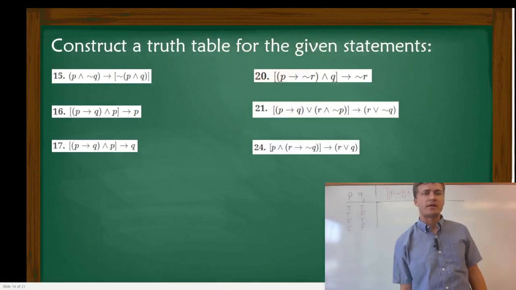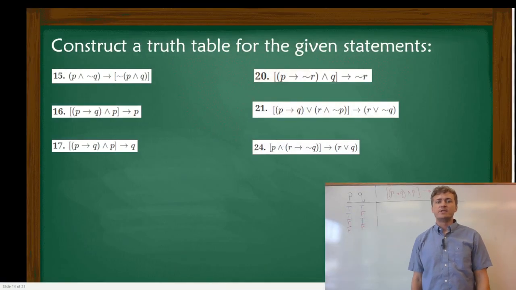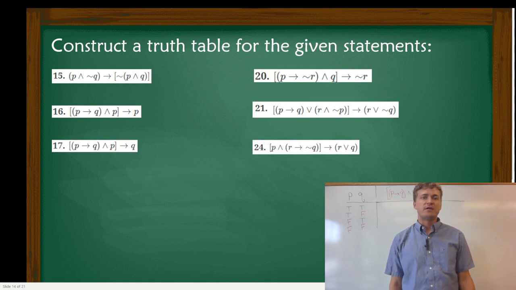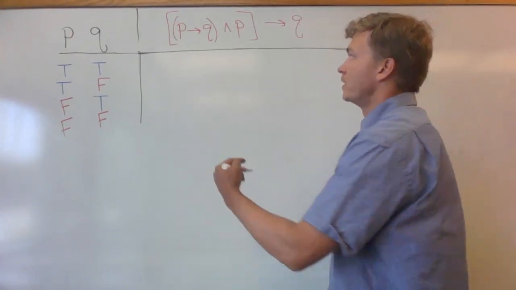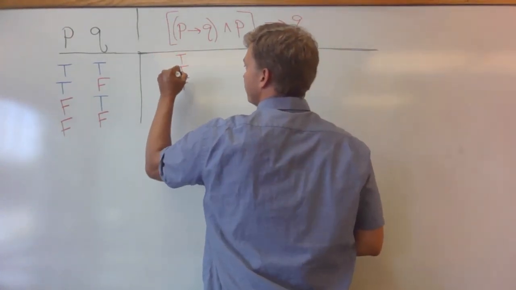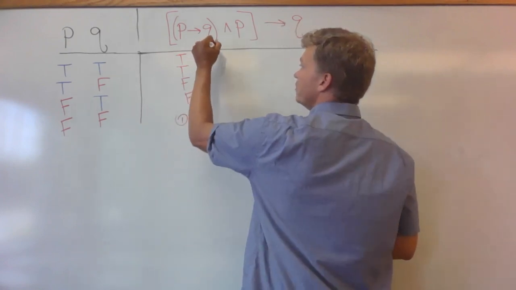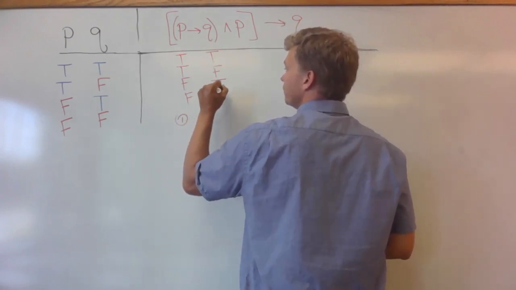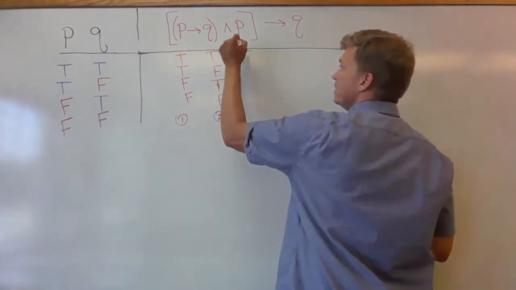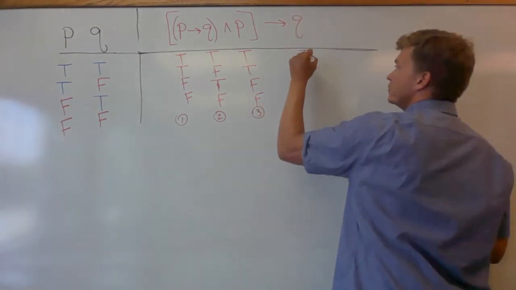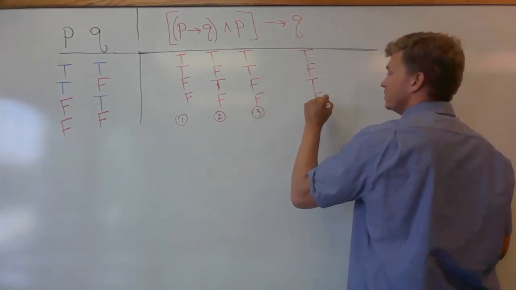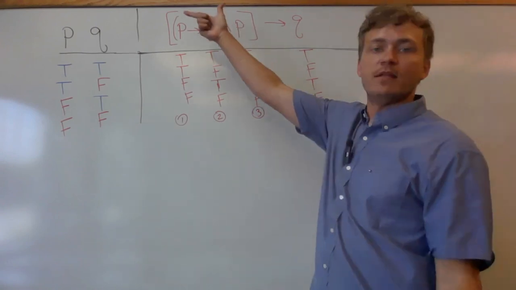Exercise 17, go back there. 17 looks very similar to 16. The only thing they switch out is they replace the P on the right side, the consequent, with Q. So look at 17, write it down, and we'll get started. P: true, true, false, false, column 1. Q: true, false, column 2. P: true, false, column 3. Q: true, false, column 4. Inside the bracket, we have parentheses.